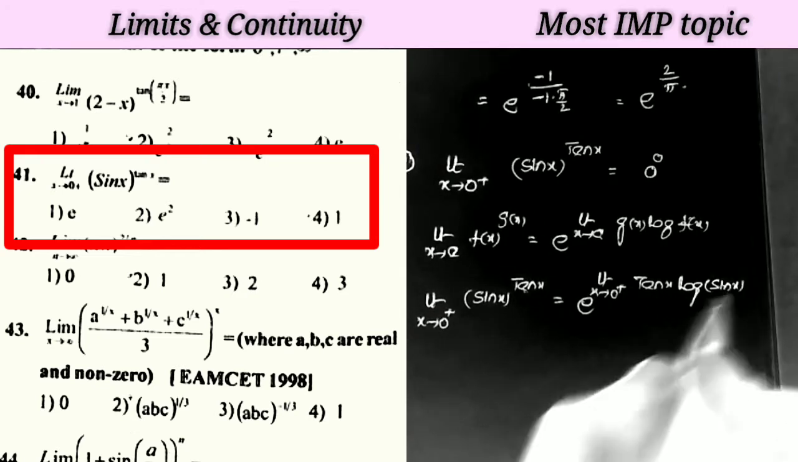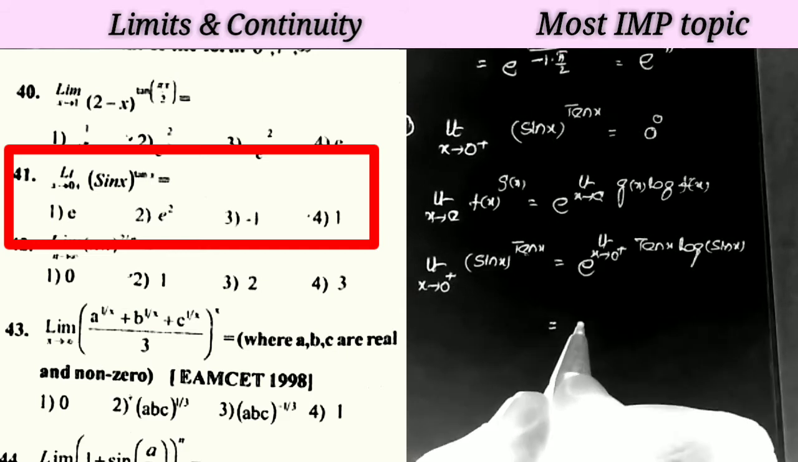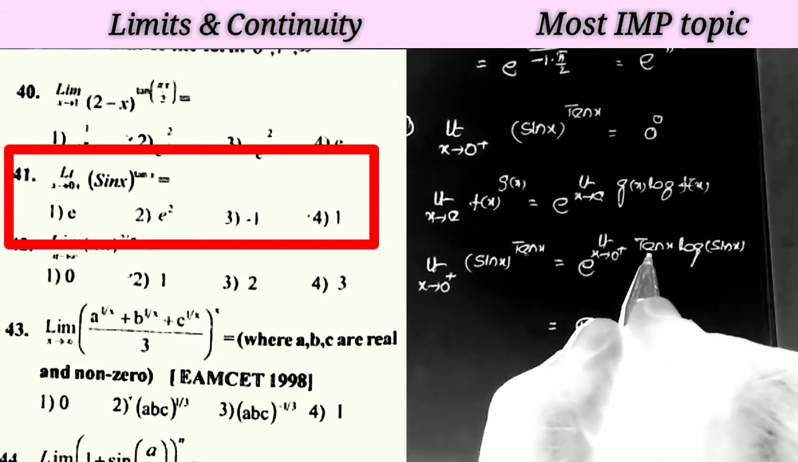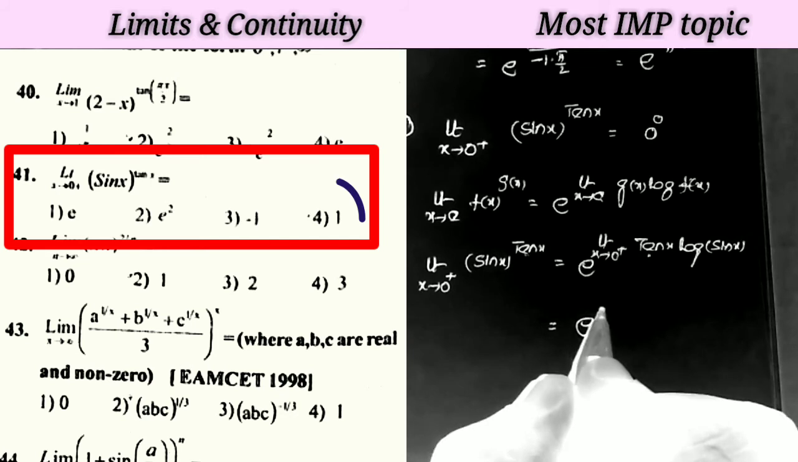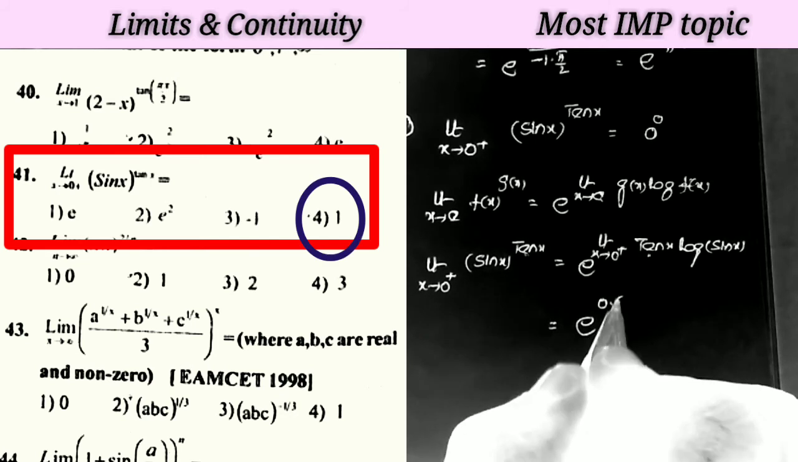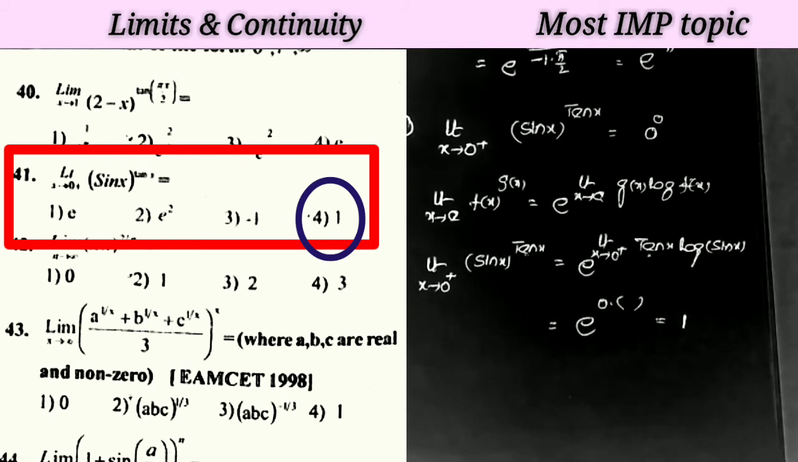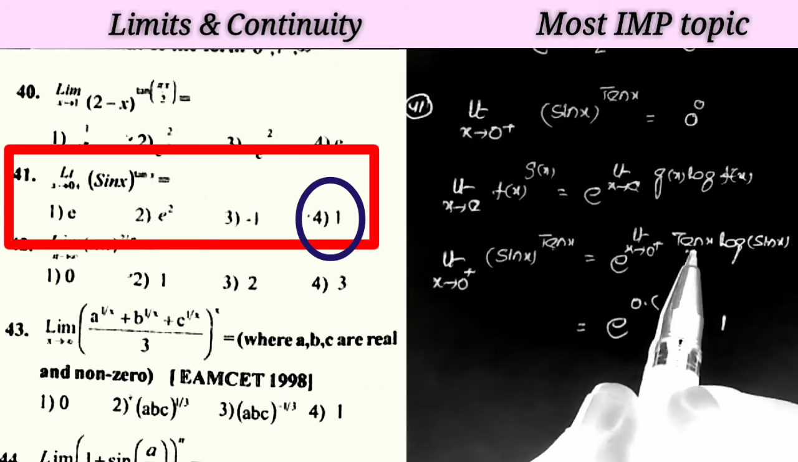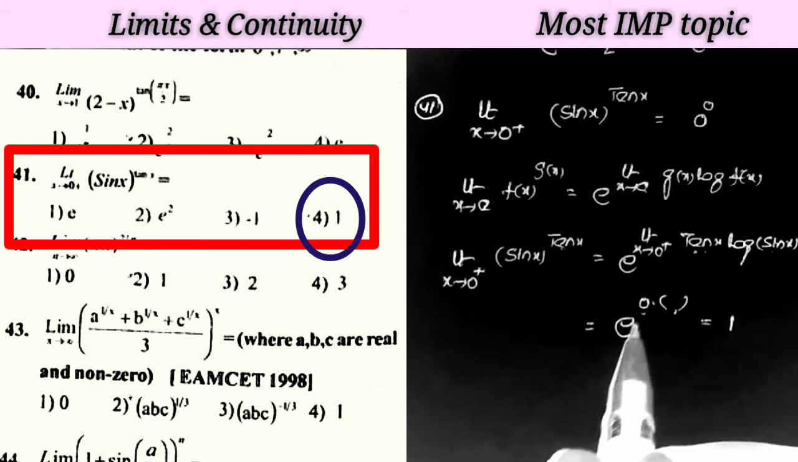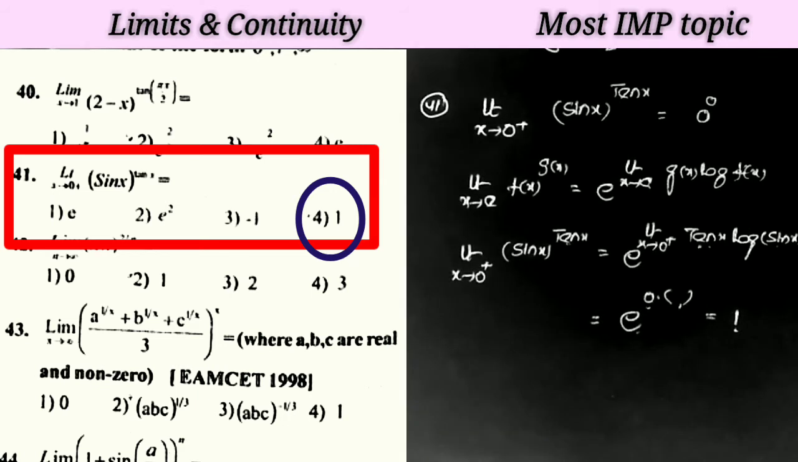Just replacing the values, this is equal to e power limit x tends to 0 of tan x into log of sin x. Tan 0 is equal to 0, so 0 into anything is equal to 0, so e power 0, that is, the answer is equal to 1. That's all. Answer is equal to 1. That is the fourth option.